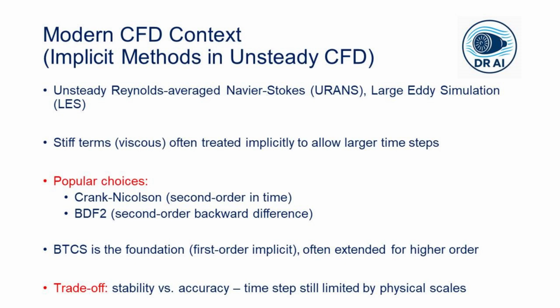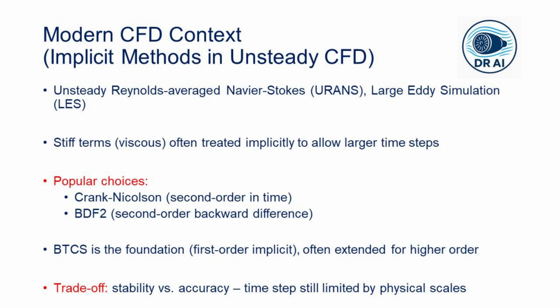For unsteady flows, we often use second order implicit schemes like Crank-Nicolson or 3-point backward differentiation formulas, which is often abbreviated as BDF2, to achieve better temporal accuracy while retaining the stability. Now let us summarize what we have covered up till now.